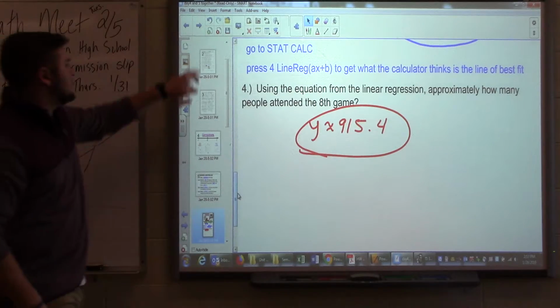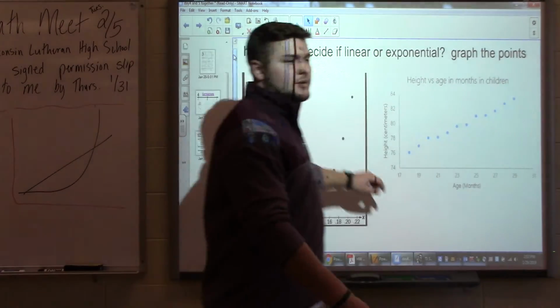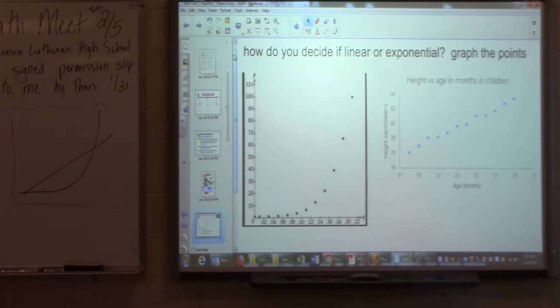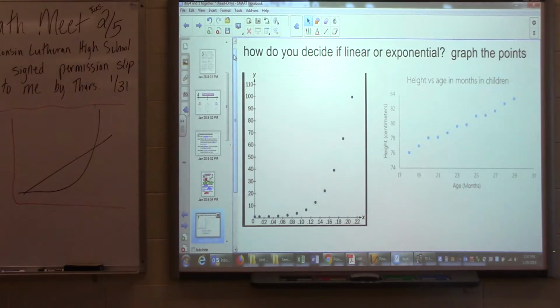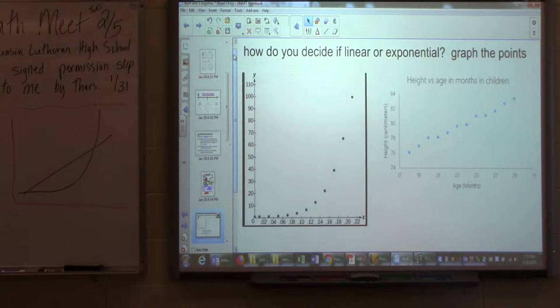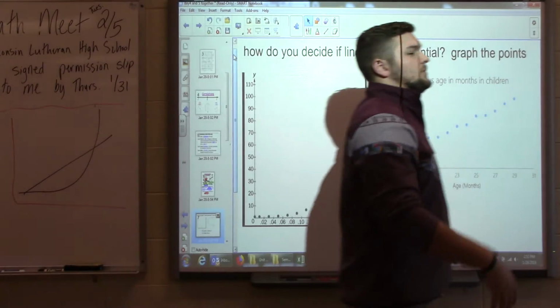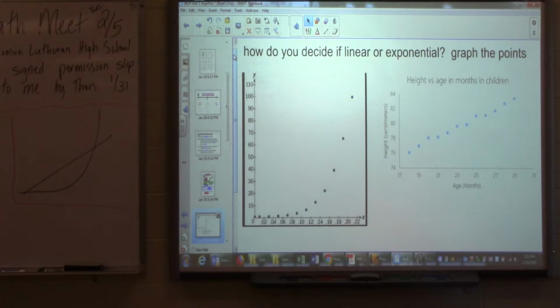I think we skipped the next one if I'm correct. So we're not going to do the next problem. What we're going to do is go to the sheet that you picked up when you walked in. That sheet, we talked about how we decide if it's linear or exponential. We kind of talked about this already. I skipped ahead a little bit.